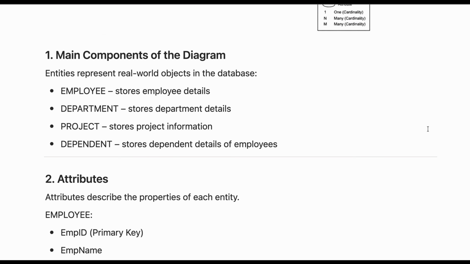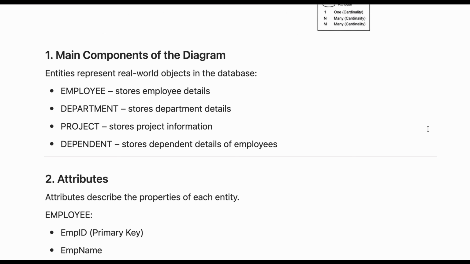So let's start with the main components of the diagram. Entities. An entity represents a real world object. Here we have four entities. First one is employee, which stores the employee details. Second one is department, which stores department information, and third one is project, which contains project details, and dependent, which stores information about the employee dependents.